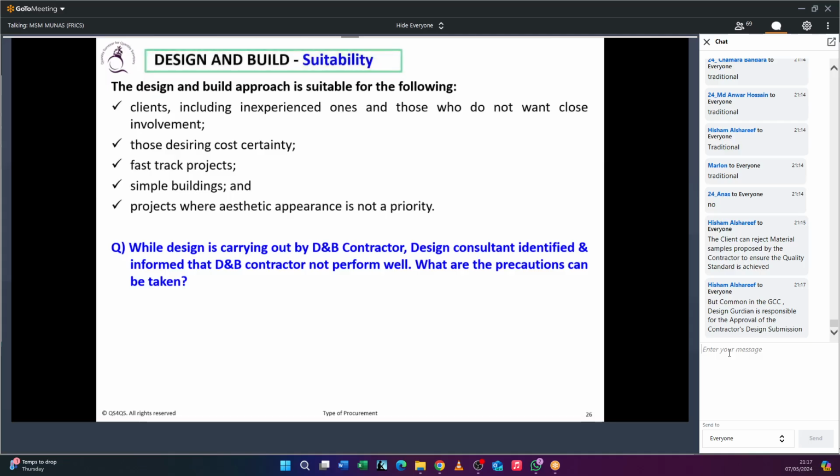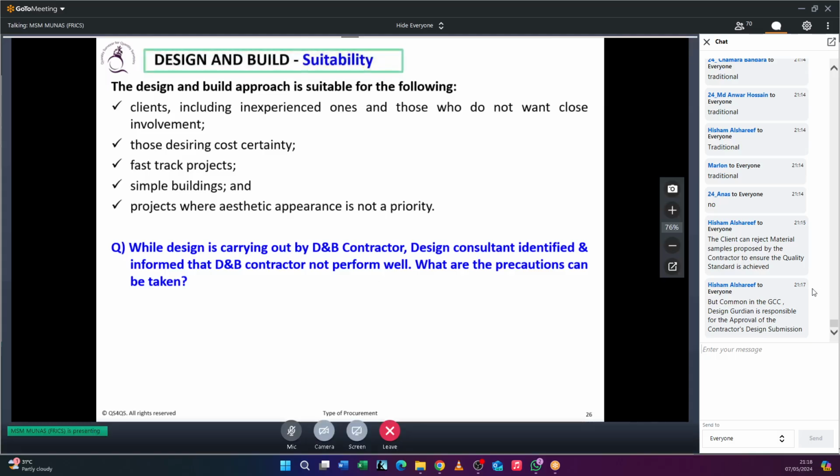Okay, so I will answer all of the questions you are raising. Just give me time. Now you answer this question. While the design is being carried out by the design and build contractor, the design consultant who worked under the employer identified and informed the client that the design and build contractor is not performing well. So how do you make it better? What is the strategy we have?